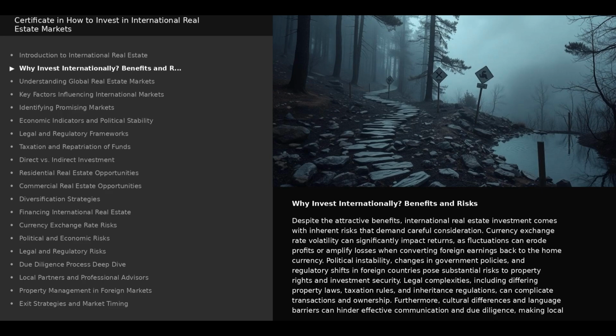Political instability, changes in government policies, and regulatory shifts in foreign countries pose substantial risks to property rights and investment security. Legal complexities, including differing property laws, taxation rules, and inheritance regulations, can complicate transactions and ownership. Furthermore, cultural differences and language barriers can hinder effective communication and due diligence, making local expertise indispensable. Understanding and mitigating these risks is paramount for successful international ventures.